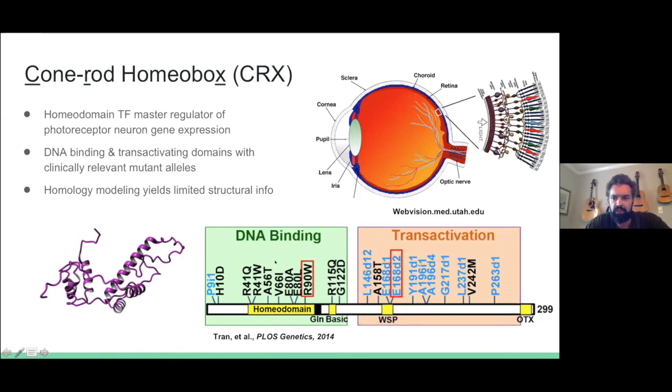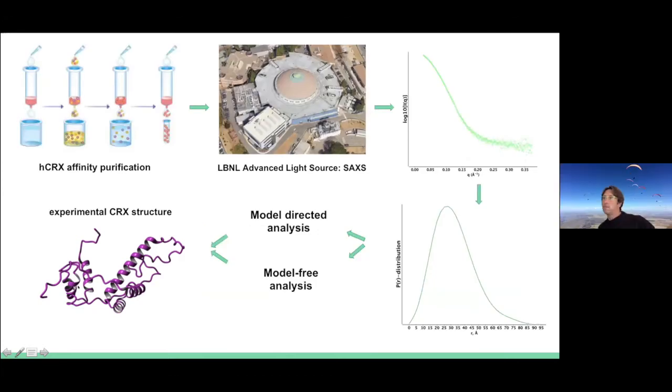It's also striking that this protein has been studied for decades, but there's really no structural data beyond homology modeling. That's pretty much limited to the conserved homeodomain. Outside of that, there's really no structural data for the rest of the protein. So that's what we want to understand. We want to get a basic structure for CRX to try and refine this model.